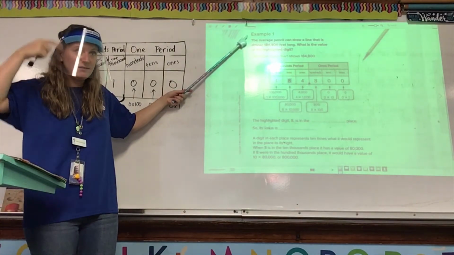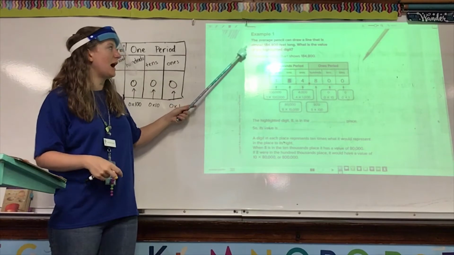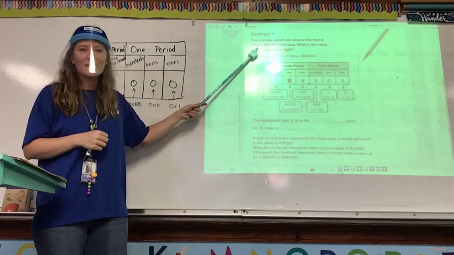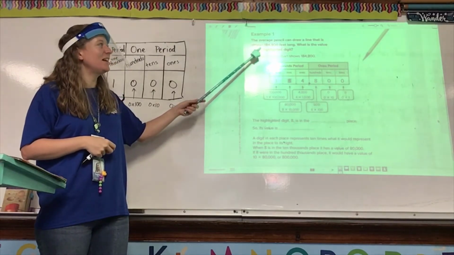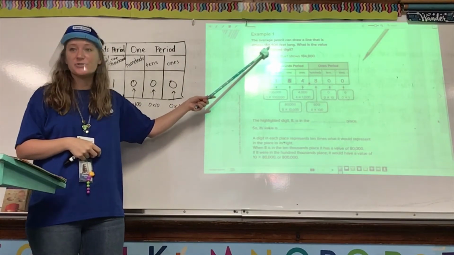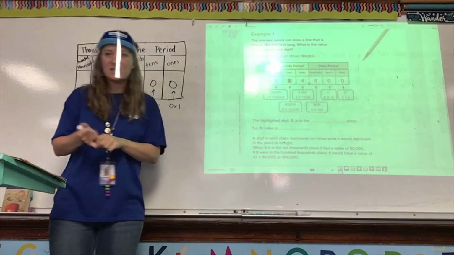You read in your head, I read out loud. The average pencil can draw a line that is almost 184,800 feet long. What is the value of the highlighted digit?